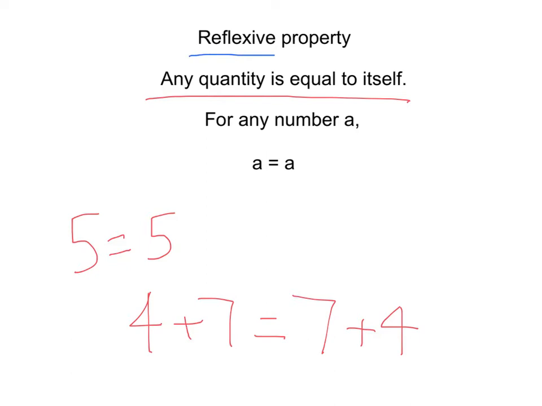One way to remember this property is reflexive sounds a lot like reflect or reflection. So what is on one side of the equal sign is the same as what is on the other side of the equal sign. It is a reflection.